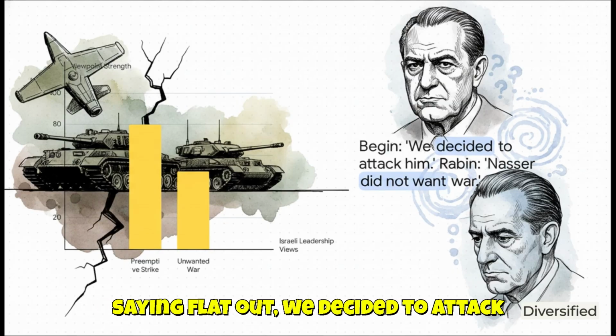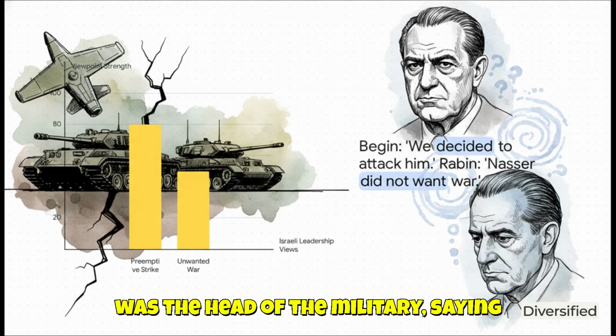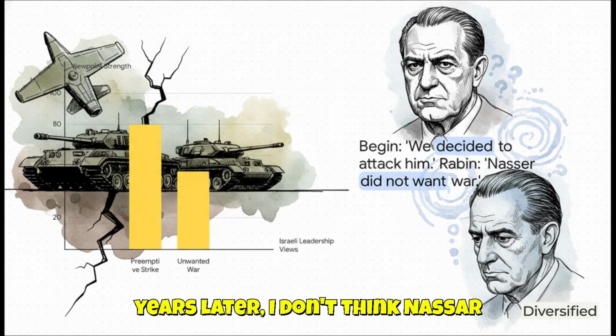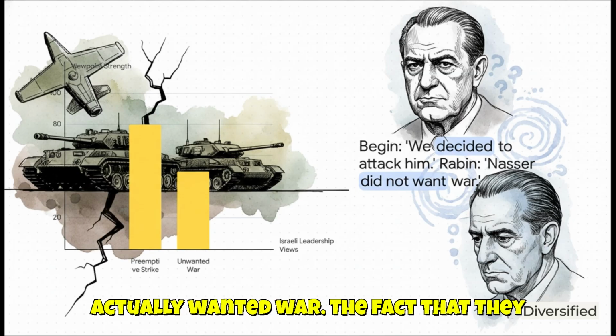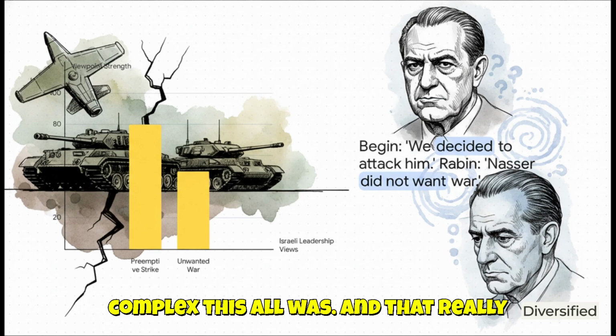You've got future Prime Minister Menachem Begin saying, flat out, we decided to attack him. But then you have Yitzhak Rabin, who was the head of the military, saying years later, I don't think Nasser actually wanted a war. The fact that they couldn't even agree shows you just how complex this all was.